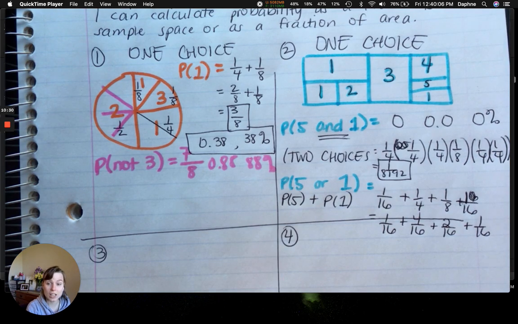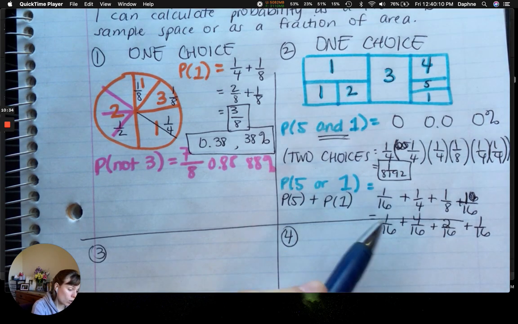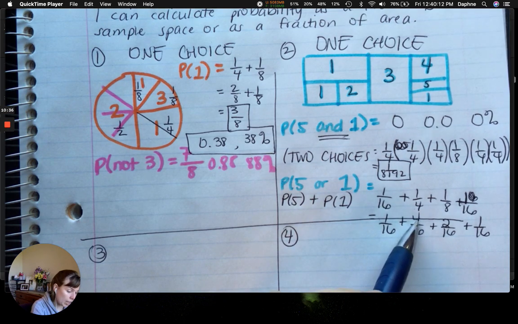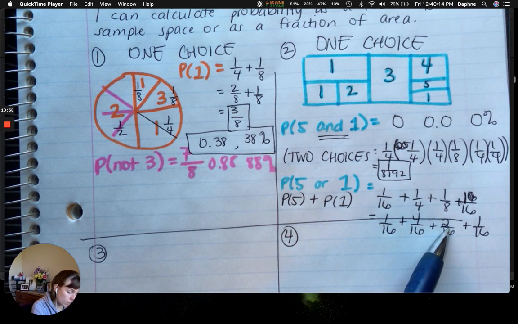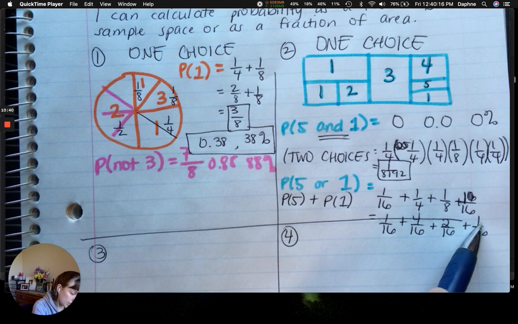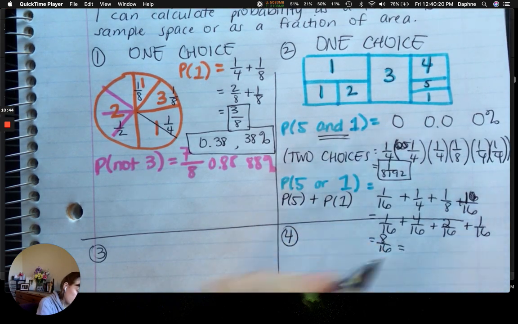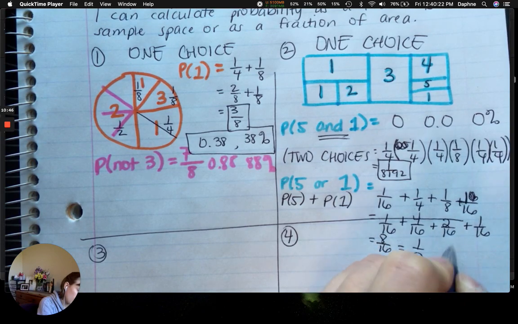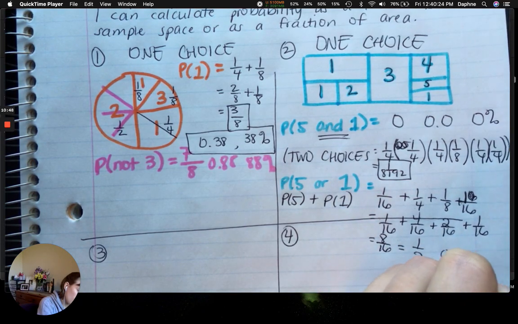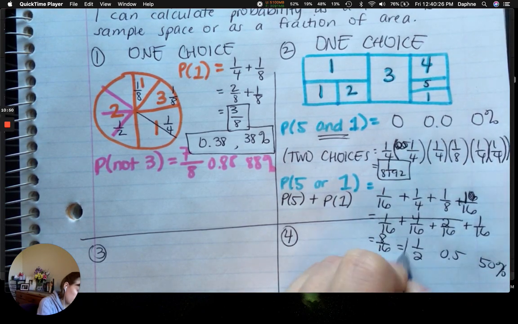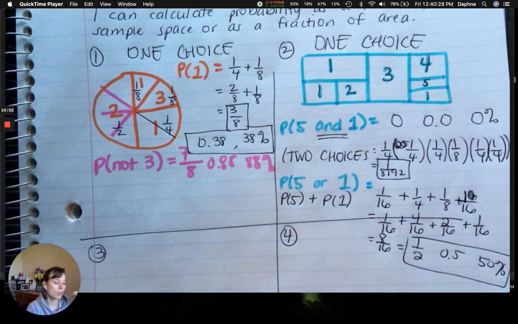So one way to think about this is then, slicing it all up. Okay, so 1 plus 4 is 5, plus 2 is 7, plus 1 is 8. So it's going to be 8/16. Simplify that and I get a half or 0.5 or 50%. Whew, that was a long one.